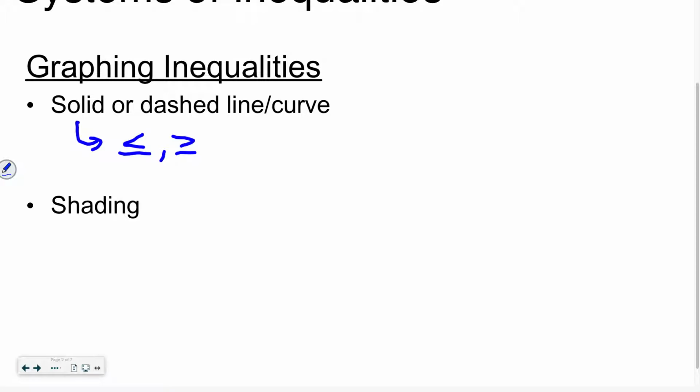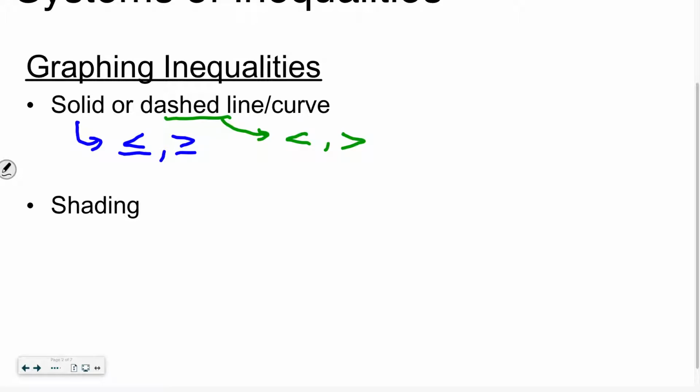Remember that all the points on the line, all the points on the curve are the points that make the 2 sides equal. So if that is included in the solution, or equal to, then that should be solid. If that line or curve is just going to serve as a boundary, but the points on the line don't work because they're equal, not less than or greater than, then you're going to leave it dashed. Okay, so solid is going to have the or equals to. The dashed line is going to just be less than or greater than.